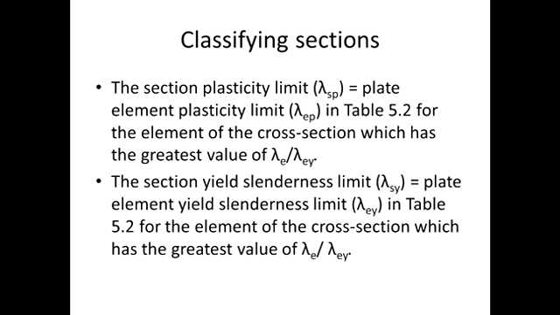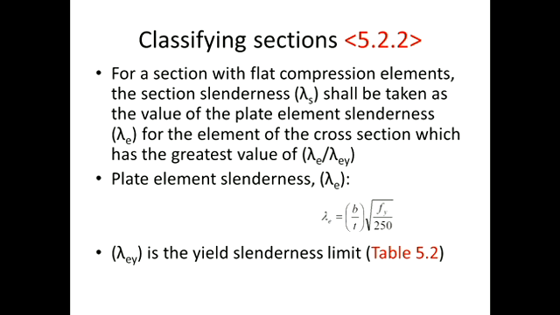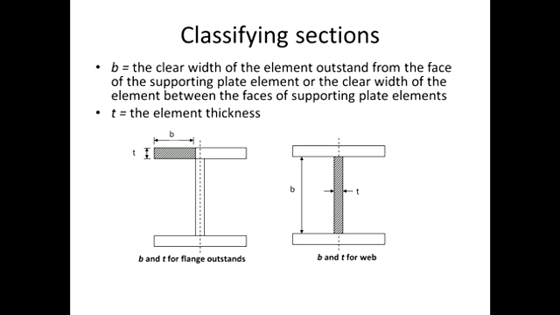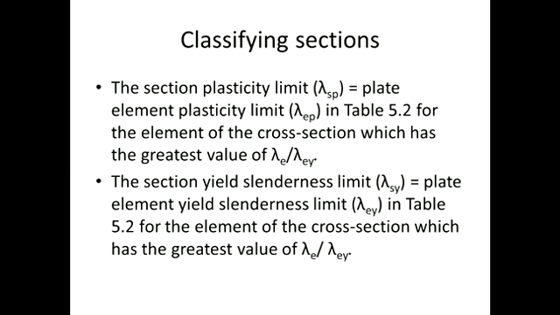So we looked at the determination of section slenderness, which is lambda s, and if we looked at the governing element, so the element which has the greatest value of lambda e over lambda ey, that element would also be the determining element for the value of lambda sp, which is the section plasticity limit, and it will also be the determining element for us to determine the value of lambda sy, which is the section yield slenderness limit. So are there any questions so far?